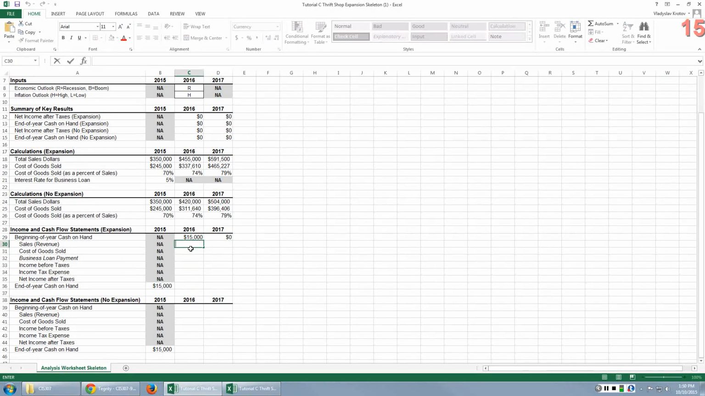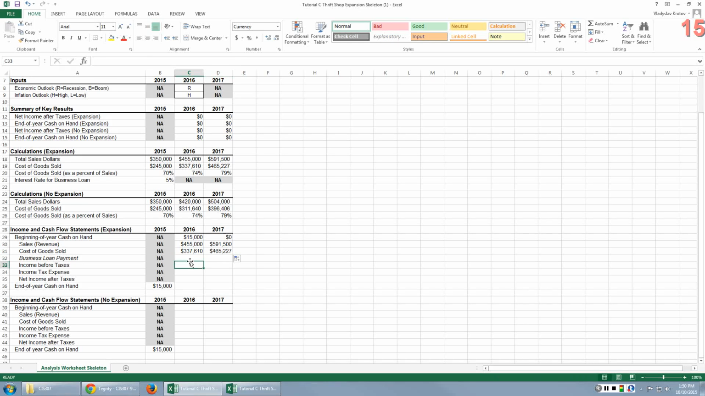Okay, sales revenue. Now sales revenue will be borrowed. This is expansion, right? So we need to borrow it from the expansion cell. And the same thing is here. Sorry, I forgot, I need to drag it. Okay, so we're borrowing from those calculations. Again, you see now it's simpler. Now cost of goods sold again will come from here, and we'll copy the formula here.